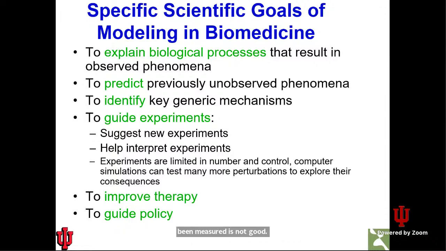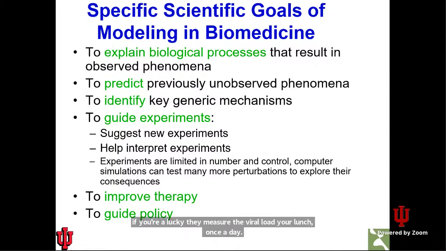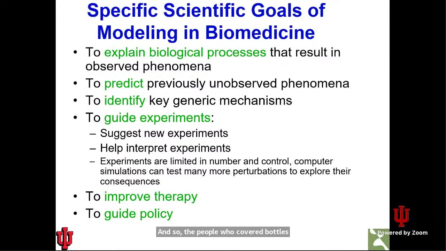The amount of virus in your lungs when you're infected with influenza or COVID can change by a factor of 1,000 in a day. Typically, if you're lucky, they measure the viral load in your lungs once a day. It's inconceivable in any other field that you'd make a measurement every 1,000-fold change in the thing you're trying to measure. And so the people who do COVID modeling actually face the fact that there is not very good data on COVID. So that's another kind of thing that you might think about.